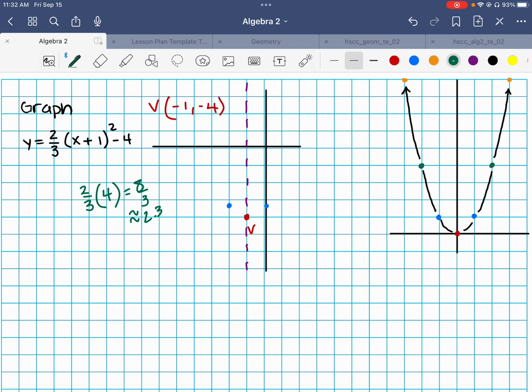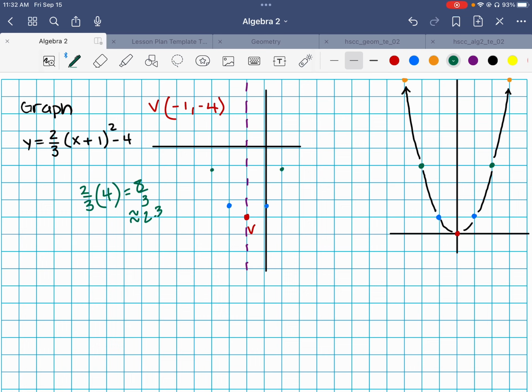So now what we're going to do is go to the right 2 and not up 4, but go to the right 2 and up only 2/3 because we're going to shrink it. So we're going to take those green points and go right 2, and then up 2/3, on both sides of the axis of symmetry.